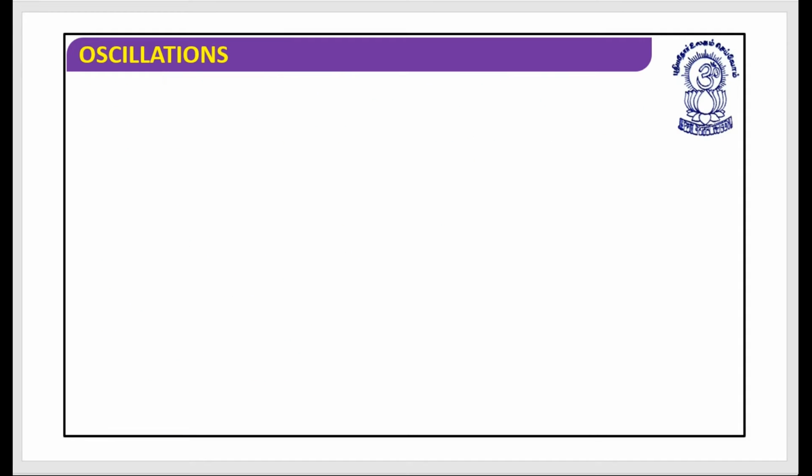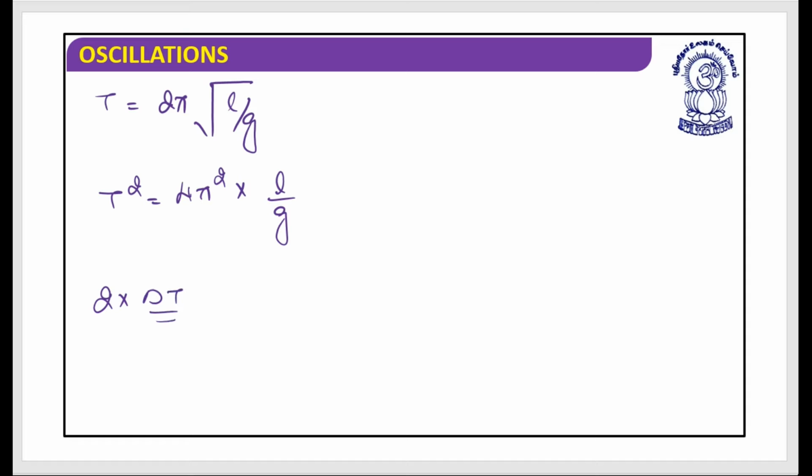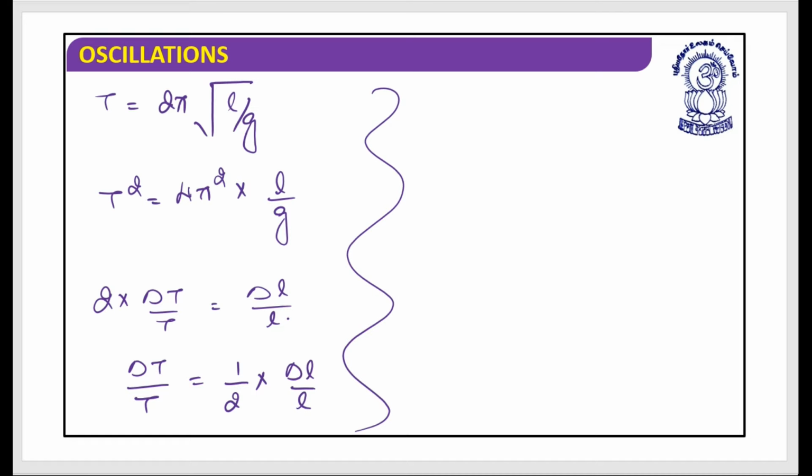So we have this relation that T equals 2 pi root of L by g, and from this, T square equals 4 pi square into L by g. So differentiating, 2 delta T by T equals, let's suppose only the length is going to change and no change in g, delta L by L. So delta T by T equals 1 by 2 into delta L by L.